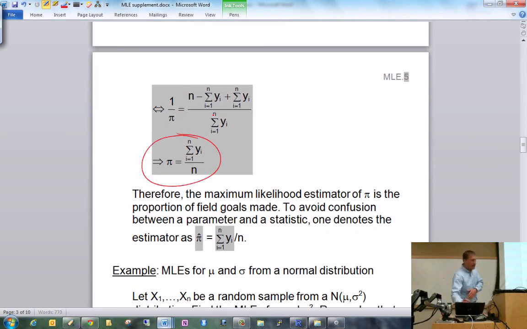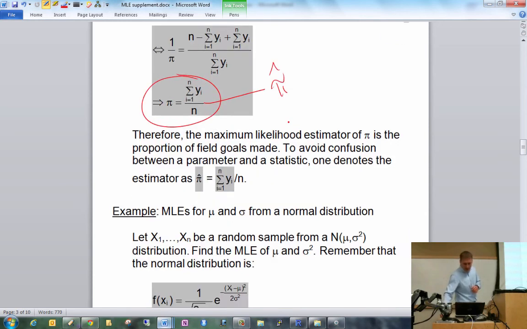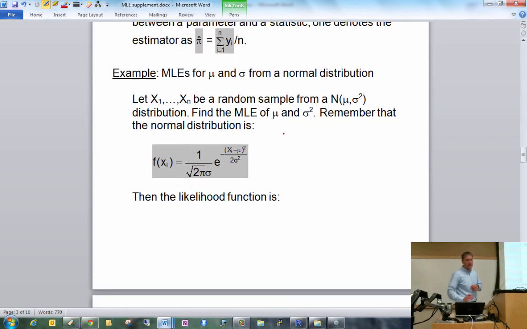After doing that, I find that pi is equal to the sum of the y's over n. That's my maximum likelihood estimate. Since this is an estimate, I want to differentiate that from a parameter. We will typically call this pi hat, just like what we typically do in statistics: estimates have hats on top of the symbol. On your own, if you're interested, you can take a look at how to find maximum likelihood estimates for mu and sigma from a normal distribution as well.